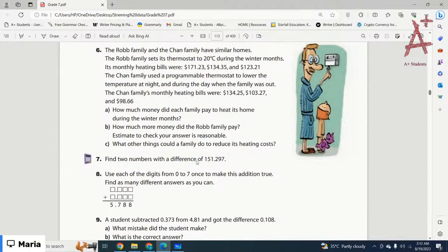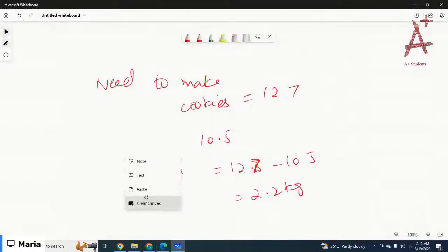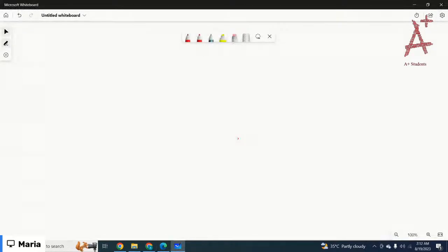Okay, let me just add these numbers. 171.23 plus 134.35 plus 123.21. The total monthly bill for the Rob family is 428.79.